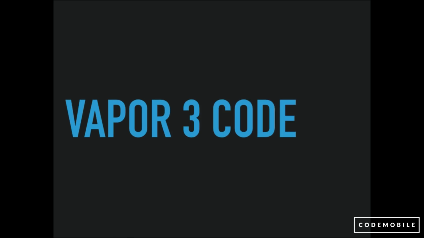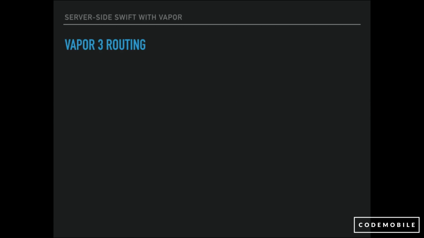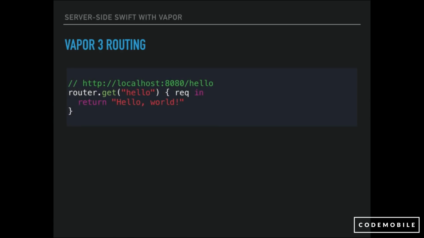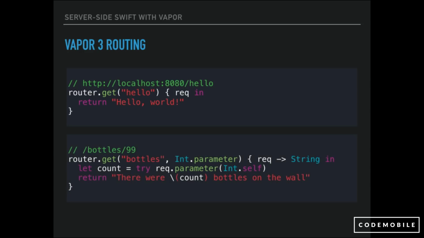So that was the demo. So a quick recap of the code. To do any routing, you simply do .get and then give it the paths. So if you want to return /hello, this gives you hello world. If you want to get an int, you can get an int out like that. And that's how you do integers.